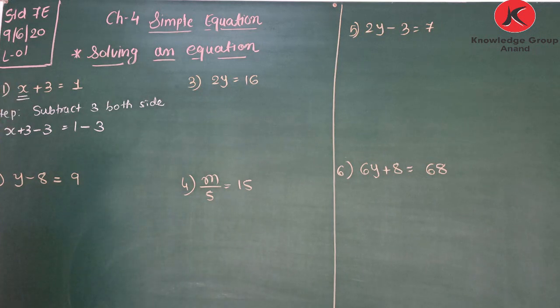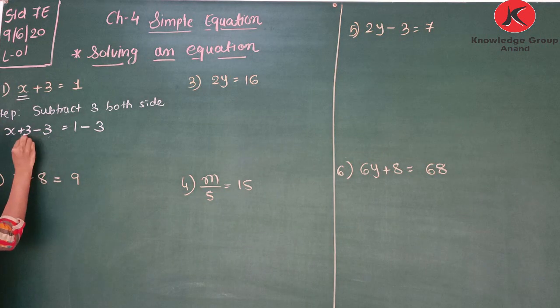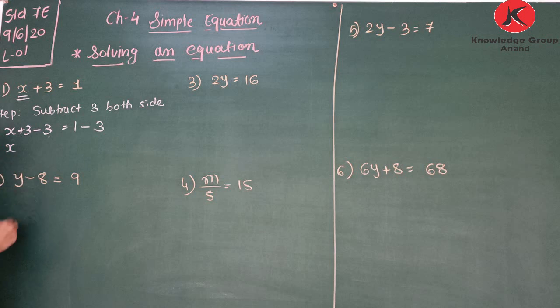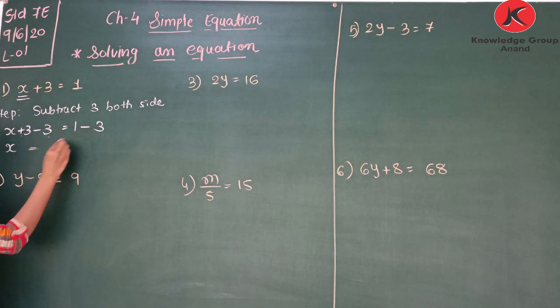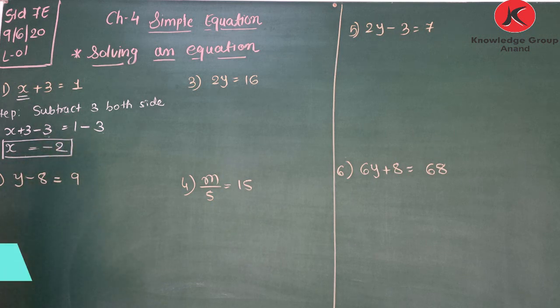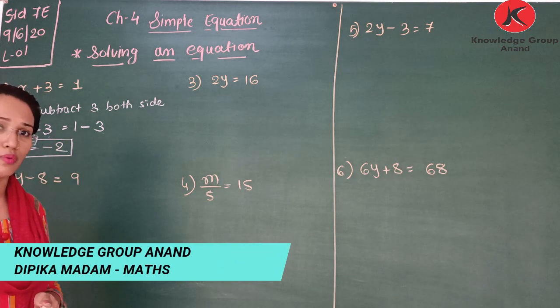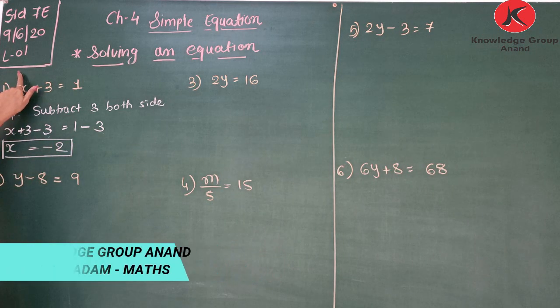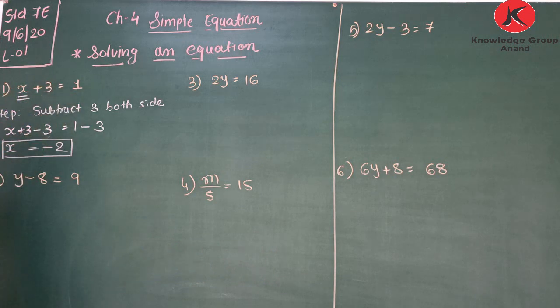Plus 3 minus 3 will be cancelled. It will be 0. Plus 3 minus 3 is 0. So here only x, and here 1 minus 3 is minus 2. It means x is equal to minus 2 is the solution of the equation. If you write minus 2 here, minus 2 plus 3 is 1. Clear? Now next, y minus 8 is equal to 9.